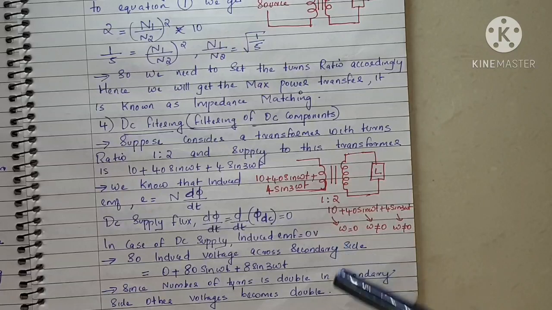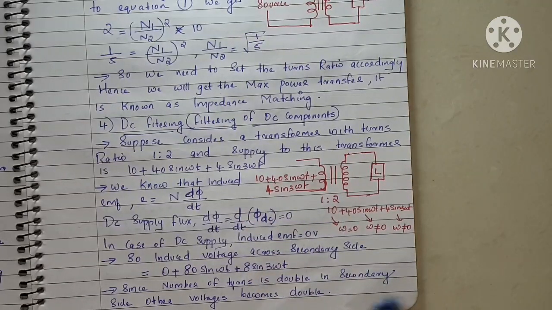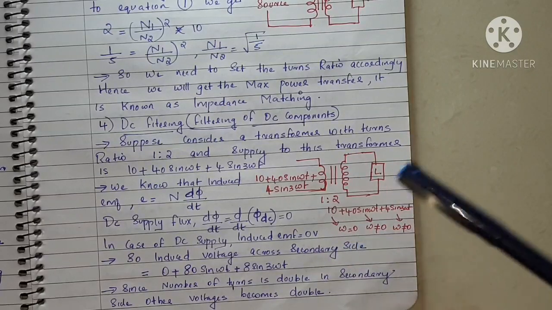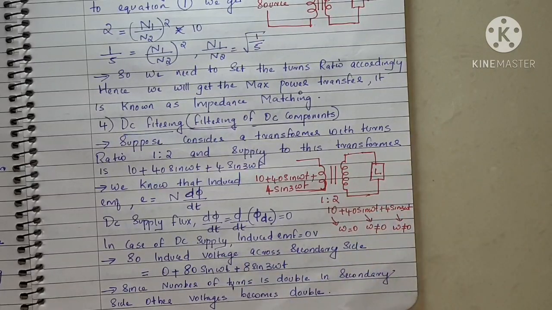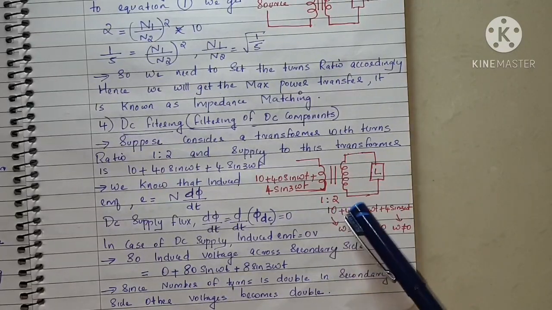For a DC supply, the flux derivative dφ/dt, for a constant, is 0. That is, the derivative of flux is 0 for a DC term. And we also know the induced EMF equation E = N dφ/dt. So let's find out the induced voltage across the secondary side. For this constant, the derivative is 0 plus, we know that the number of turns is double in the secondary side compared to the primary side, that is 1:2.